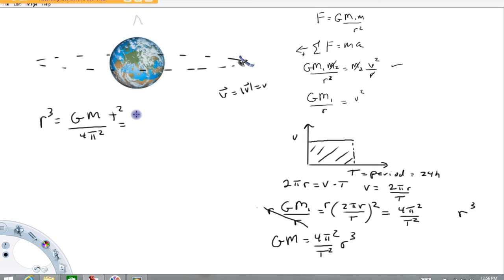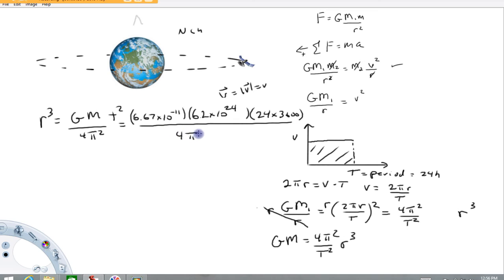And putting in values here, and I'm going to put NCU for note consistent units. This is going to be 6.67 times 10 to the minus 11th for the gravitational constant. The mass of the Earth is around 6.2 times 10 to the 24th kilograms. The period is 24 hours, and there's 3,600 seconds in an hour, so that needs to be multiplied by 3,600 to convert that to seconds, over 4 pi squared.